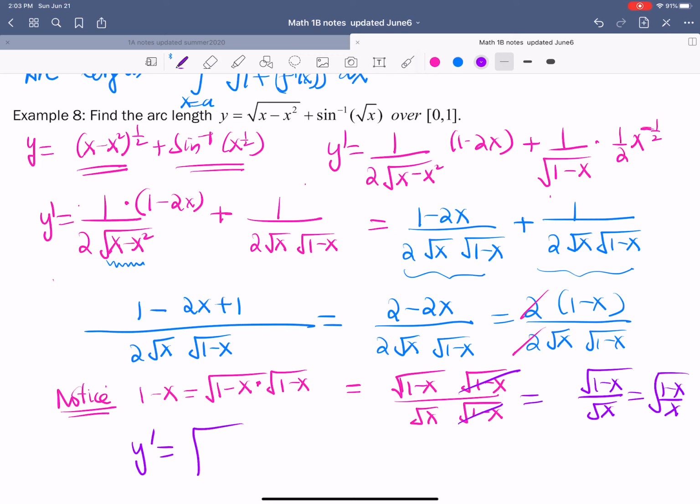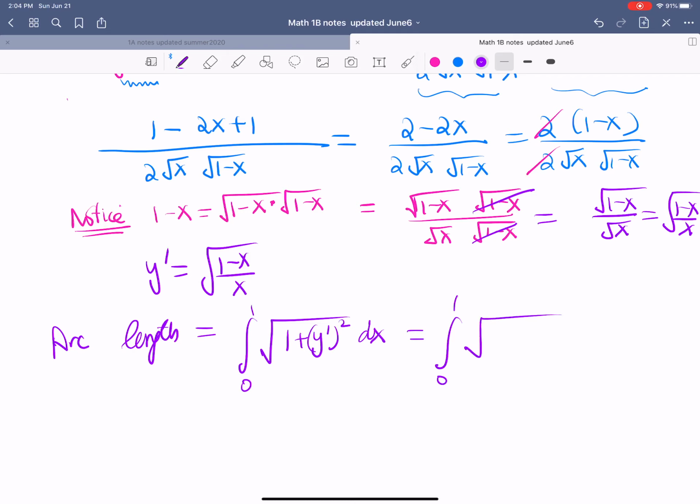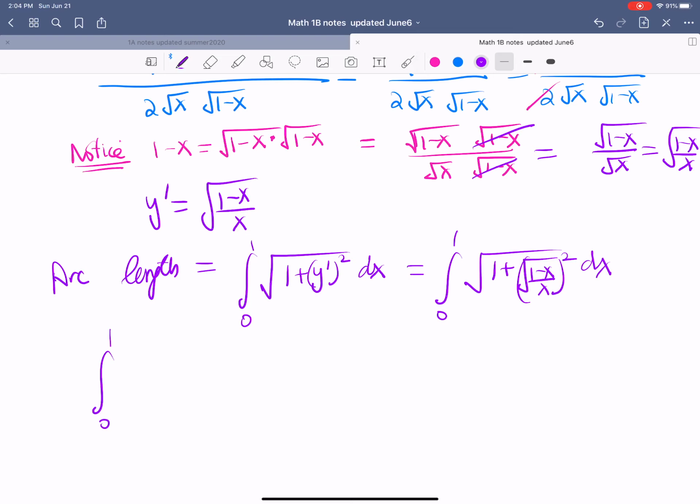So at this point, I have my y prime as the square root of the whole thing, 1 minus x over x. Let's go ahead and set up our integral. Our bounds are from 0 to 1. So arc length is going to be from 0 to 1 of the square root of 1 plus y prime squared dx, which is going to be 0 to 1 square root of 1 plus 1 minus x over x squared dx. Now the square root and square will actually cancel each other there. So I have 1 plus 1 minus x over x dx.